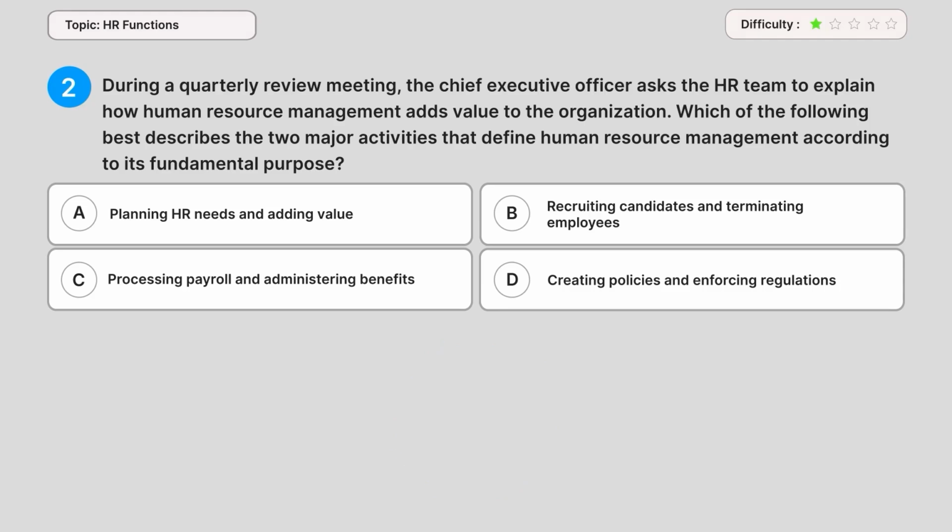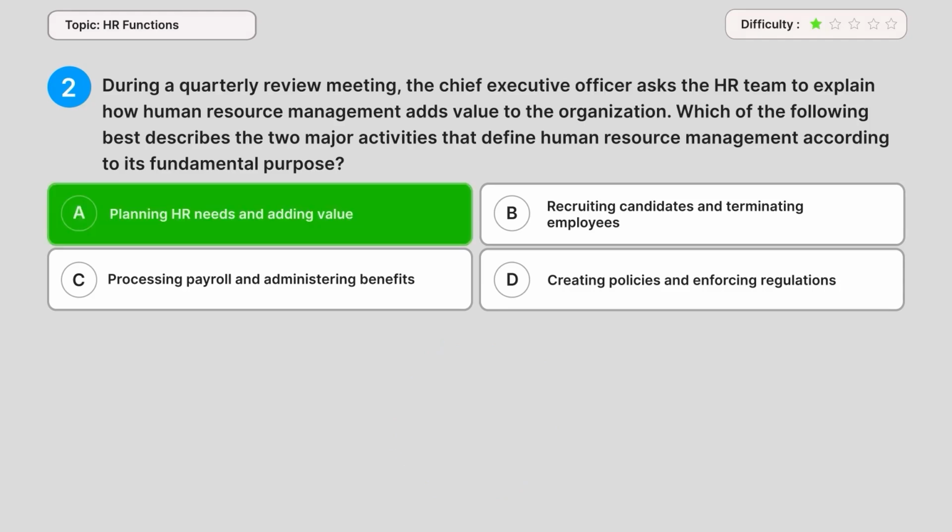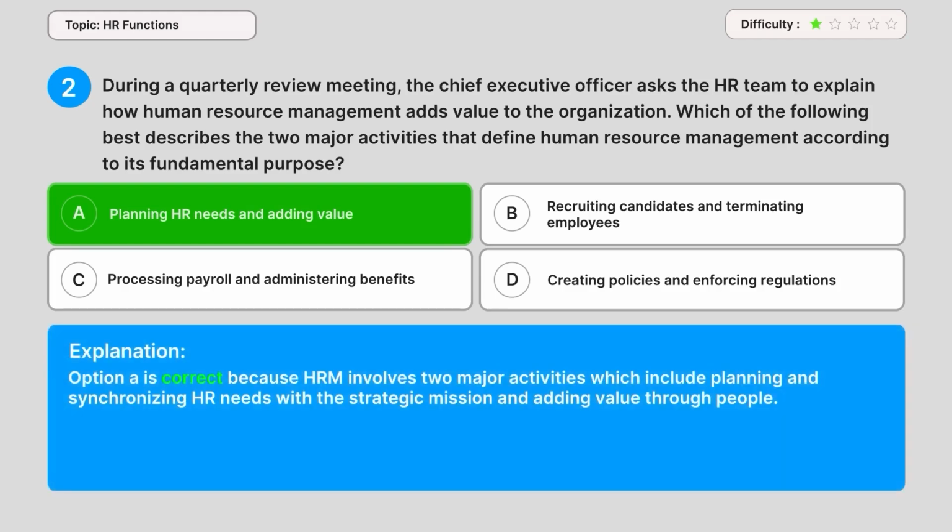Correct answer. A. Planning HR needs and adding value. Explanation. Option A is correct because HRM involves two major activities, which include planning and synchronizing HR needs with a strategic mission and adding value through people.